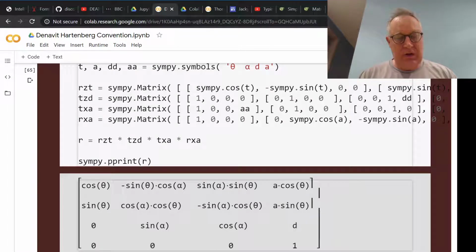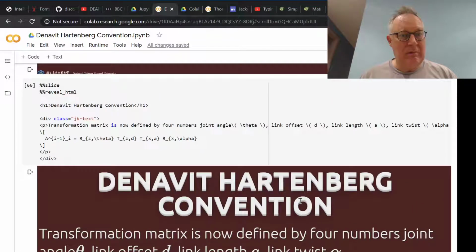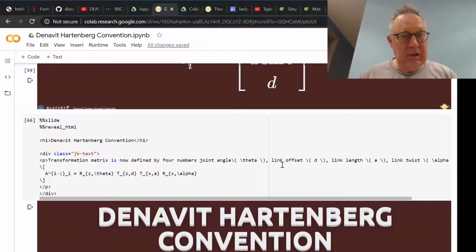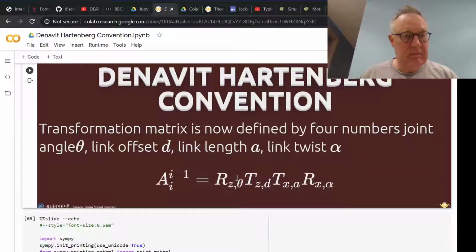So let's have a look at what these variables actually mean. Start with theta. Joint angle theta, oh, I have to add a space there, joint angle theta.